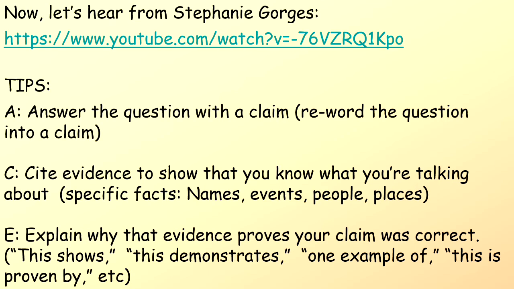A stands for answer the question with a claim. Reword the question into your claim. C stands for cite the evidence to show that you know what you're talking about with specific facts, names, events, people, places, innovations, achievements, etc. E stands for explain why that evidence proves that your claim was correct. This shows, this demonstrates, one example of, this is proven by, etc.